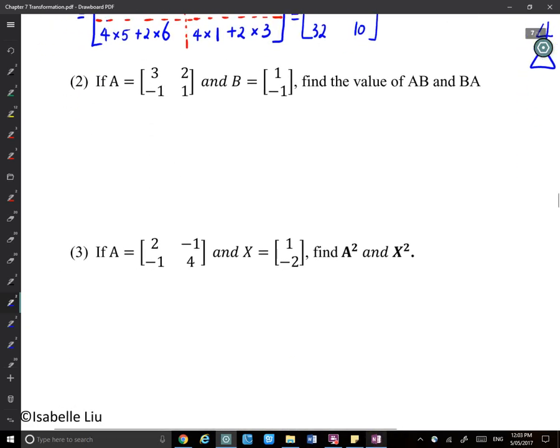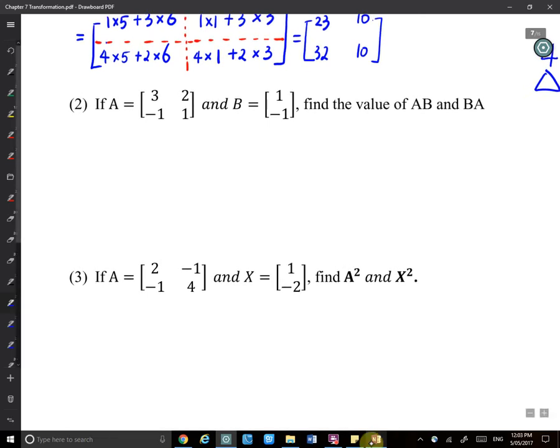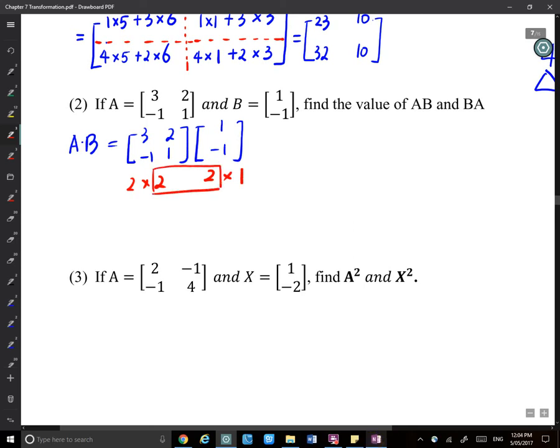Okay, example 2. If A equals to that, B equals to that. Find the value of A times B. Let's find A times B first. A times B equals 3, 2, minus 1, and 1, and B will be 1, minus 1. That is row 2 column 2, and that is row 2 column 1. So the 2 and 2 are the same, therefore I can times them together. I can find the value for that.